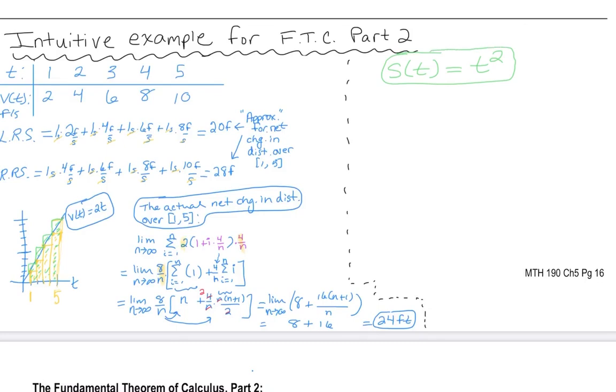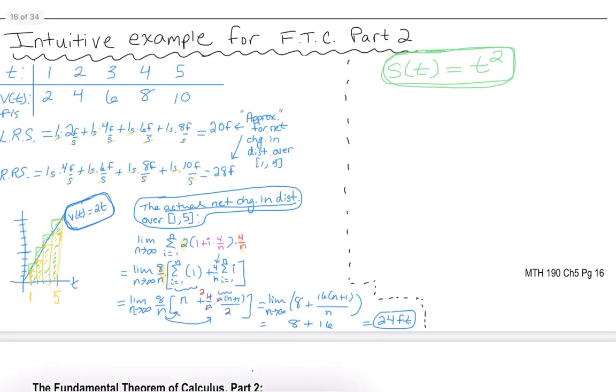So here's really the premise of this example I'm giving you. We have a position function, s of t equals t squared. We had its rate of change, its velocity function, which was 2t. We have seen that through a Riemann sum, we can either approximate or take the limit of the Riemann sum. Once we take the limit of the Riemann sum, we get the actual change in distance or change in position.